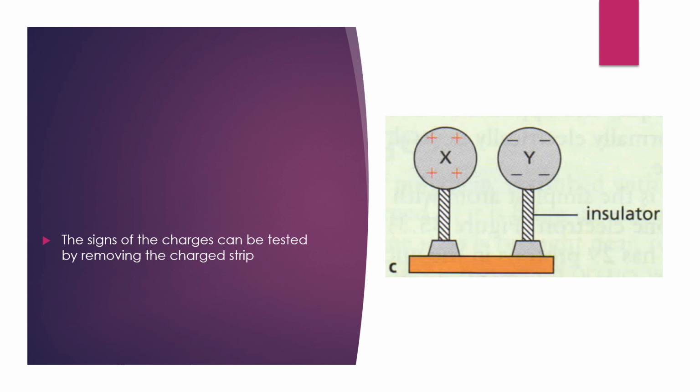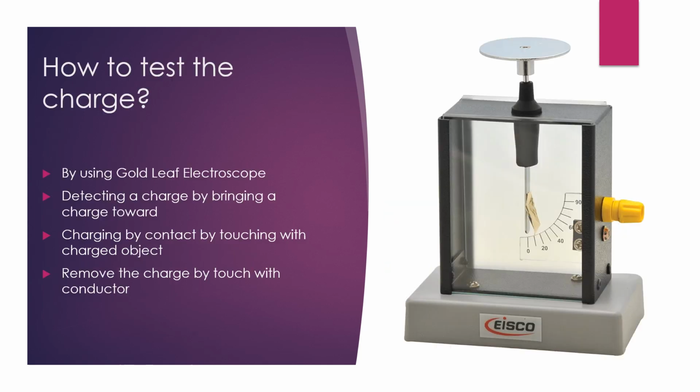The next section, we are going to study how to test. How can we know that an object is charged or not? So what is the device that we are going to use to test the charge in the object? This is a gold leaf electroscope, the device that is used to check, measure or detect whether an object has static electricity or not.